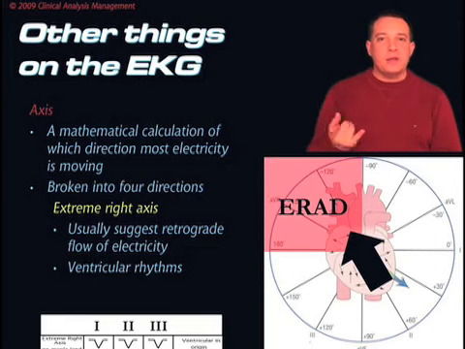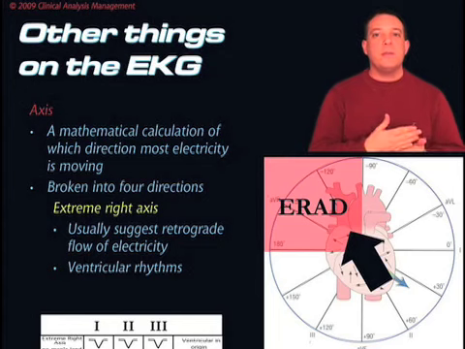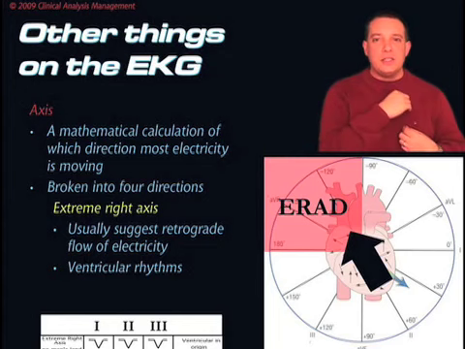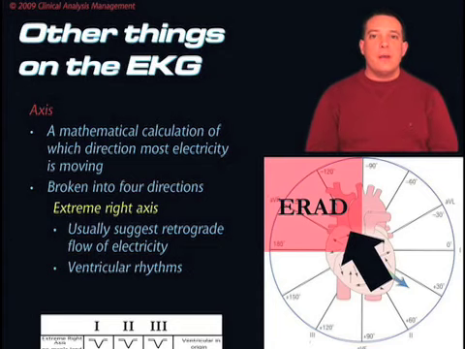Okay, so let's get back to the whole fascicular block thing. When we talked about fascicular blocks, remember we said a fascicular block was when we had a blockage of either the anterior fascicle on the left side or the posterior fascicle on the left side. Remember that with the anterior fascicle, we expect to see that there's left axis deviation. With the posterior fascicle, we expect to see there's right axis deviation.